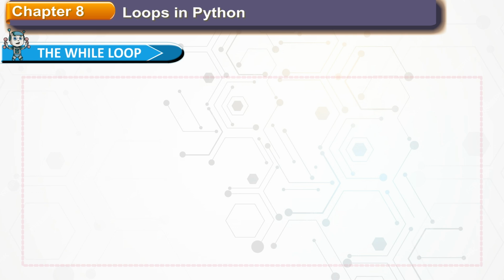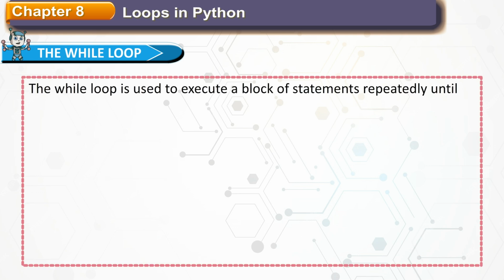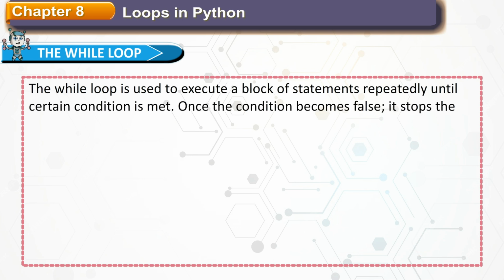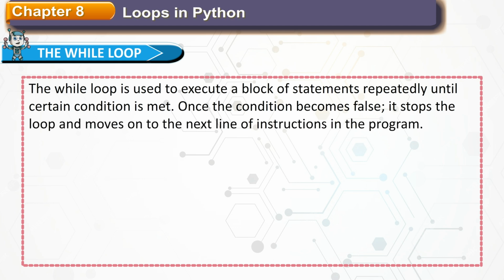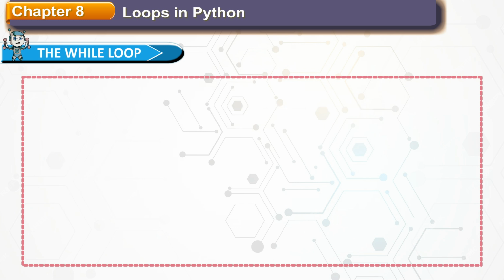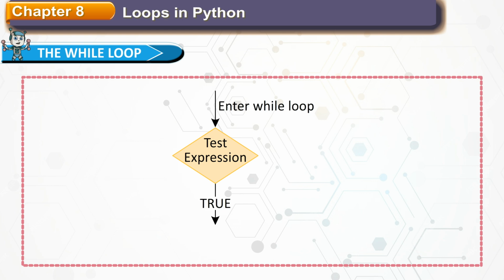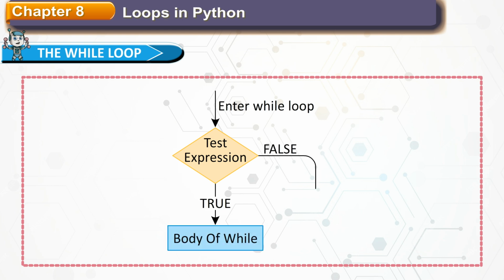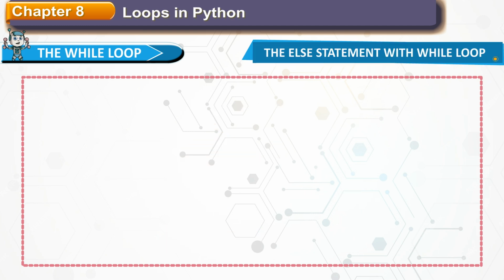The while loop. The while loop is used to execute a block of statements repeatedly until a certain condition is met. Once the condition becomes false, it stops the loop and moves on to the next line of instructions in the program. Syntax: while expression, statements. Example: enter while loop, test expression, true, body of while, false, exit while loop.